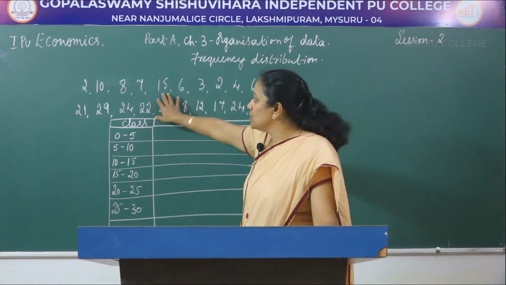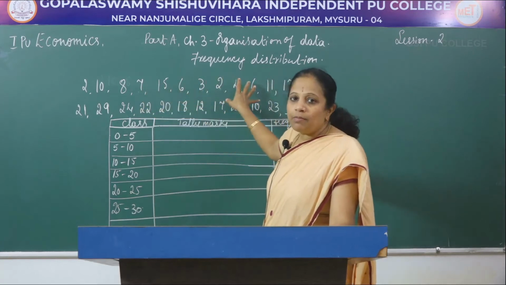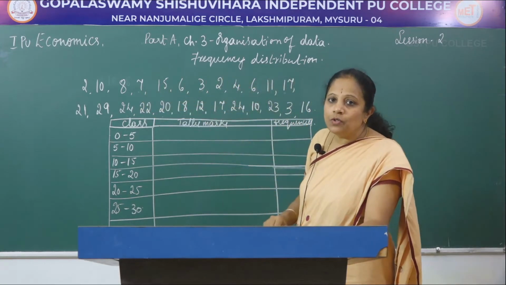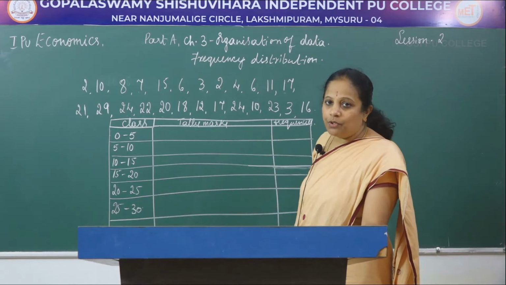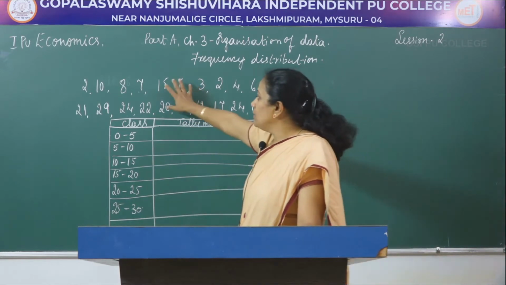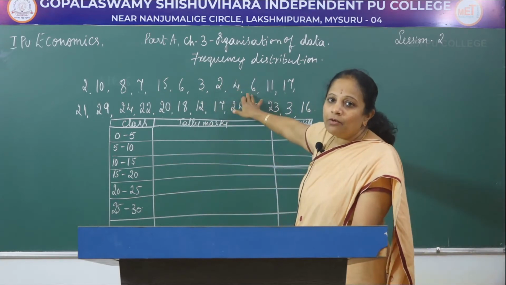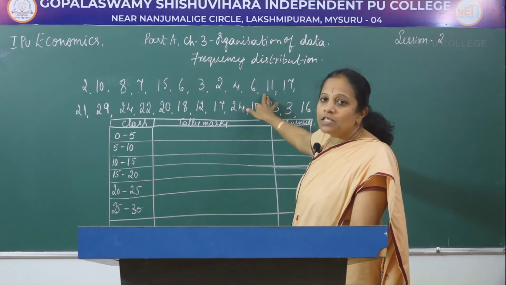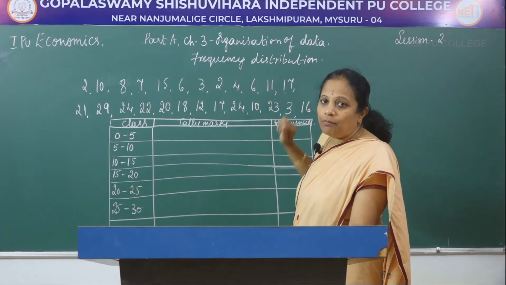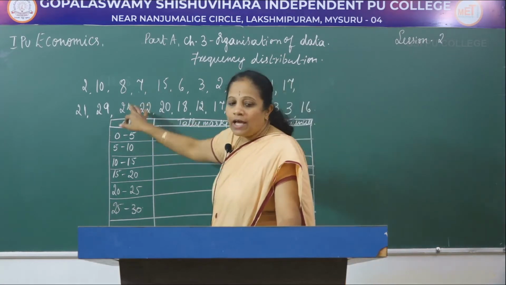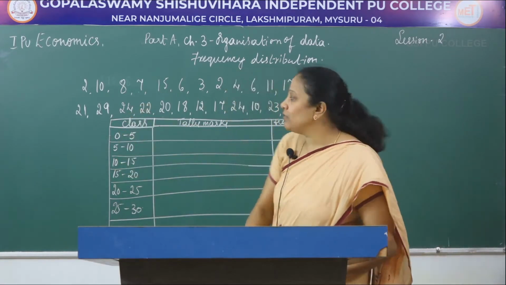In your examination, they will give some numbers like this and ask you to prepare a frequency distribution. For this, we have to calculate the total of these numbers. So, here we have totally 25 numbers.